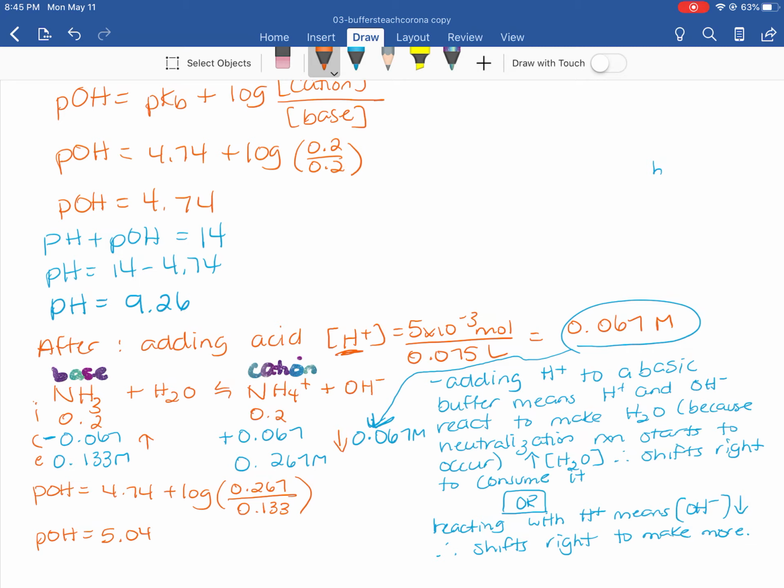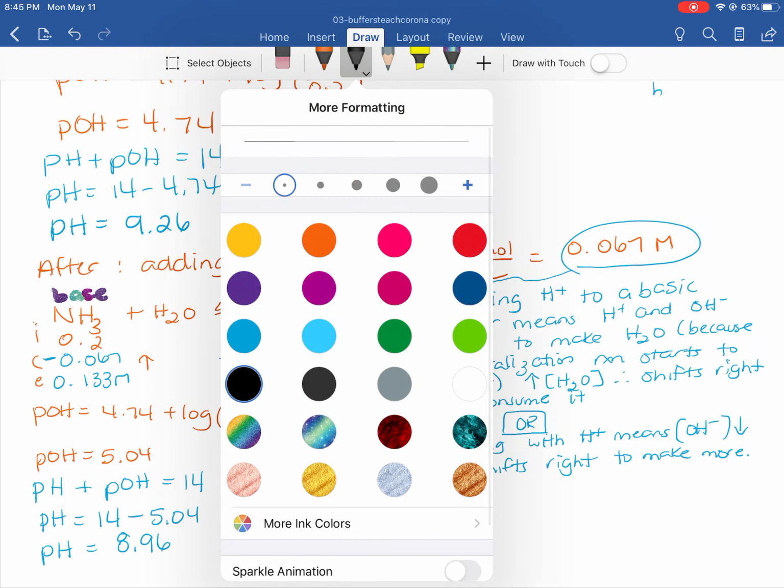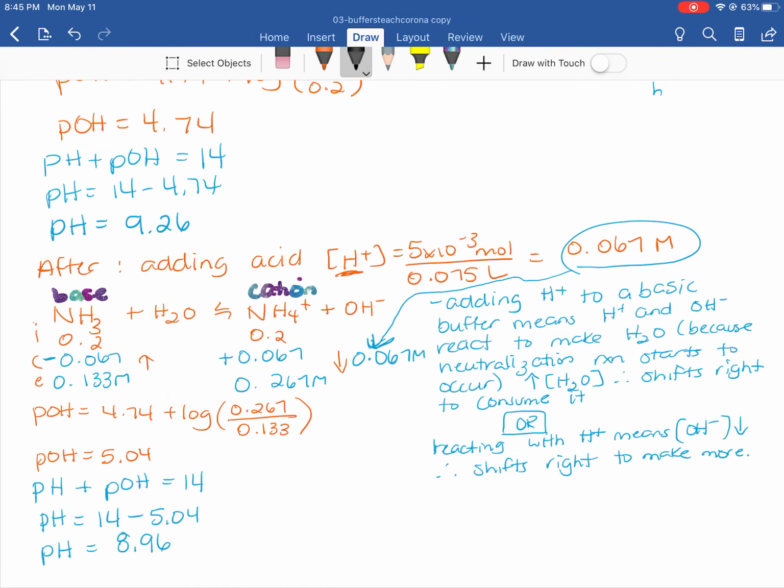Making sure you do the 0.267 divided by 0.133. So if you have a calculator where you push log and then it automatically puts brackets, then that can actually be helpful here. But you don't have to, you can just do it in more than one step. No big deal. Or put in your own brackets if you want. Okay, so again, making sure, let's change that into pH.